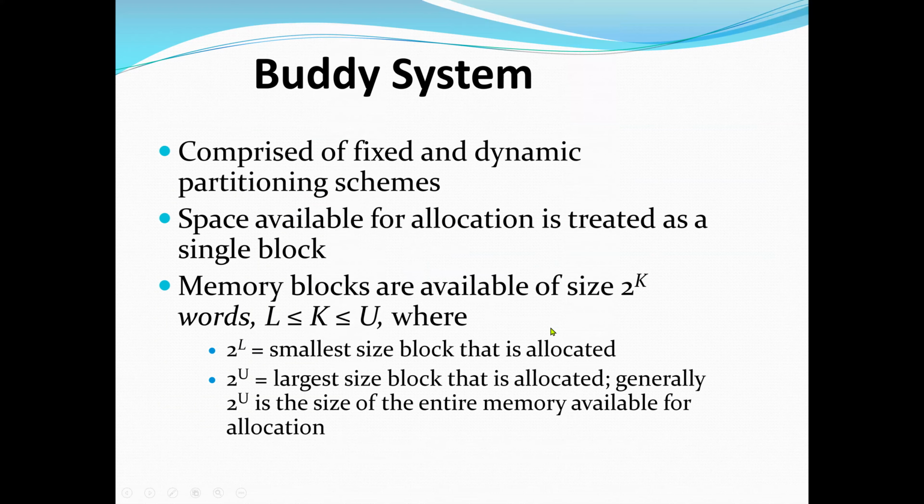The next is the buddy system. Normally the buddy system comprises a compromise between fixed and dynamic partition schemes. The space available for allocation is treated as a single block, and the memory blocks are of variable size 2 to the power k, where k is less than or equal to U and greater than or equal to L.